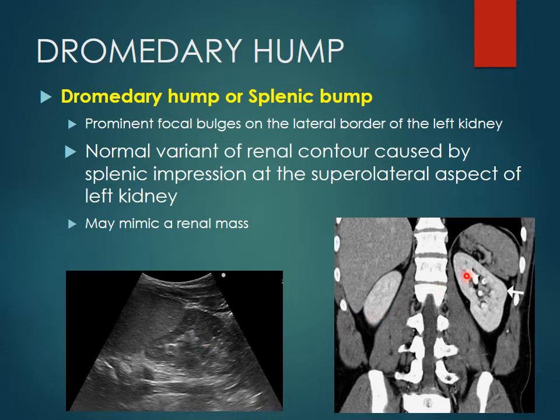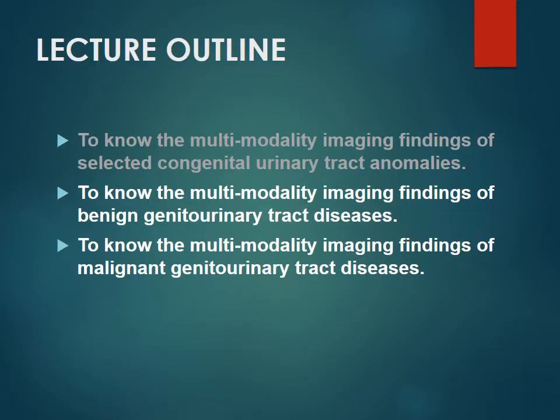On CT scan, similar to the ultrasound finding, the spleen and the left kidney show a focal bulge that would happen because of the close indentation of the spleen at its superolateral aspect. So we have already discussed the selected congenital urinary tract anomalies. We will now proceed with the benign GU diseases.